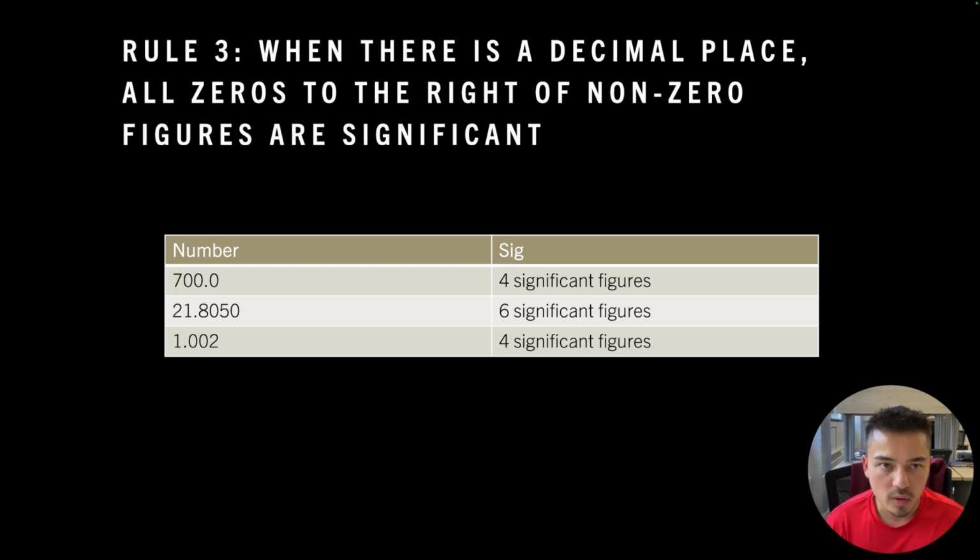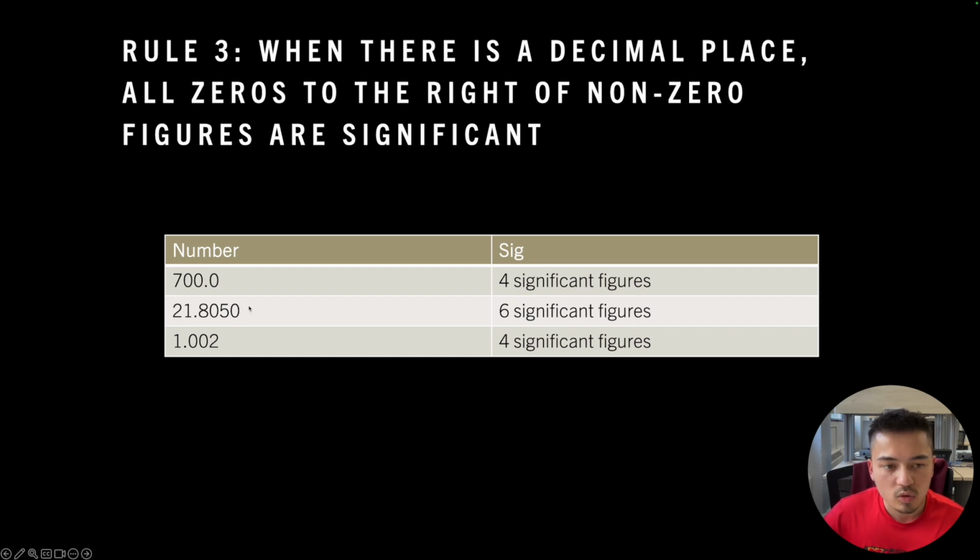Moving on to rule number 3. When there is a decimal place, all zeros to the right of non-zero figures are significant. So a number like 700.0, this 0 would be recorded, and that means that it is significant since there is a digit to the left that is a non-zero. So you have 1, 2, 3, and 4 significant figures. For 21.8050, you have 6 significant figures, so you have 1, 2, 3, 4, 5, and 6. And for 1.002, it has 4 significant figures, so 1, 2, 3, and 4.